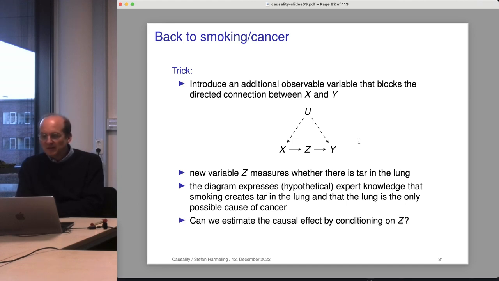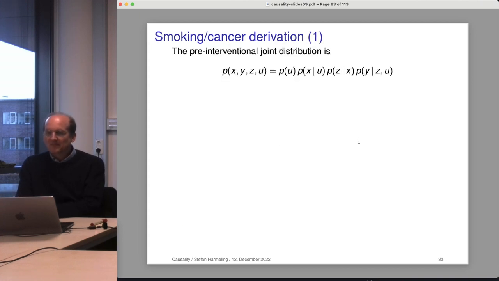So now, can we estimate the causal effect of smoking on cancer? And yes, we can, by conditioning now on the new variable Z in a clever way. And this is also some technical derivation with some tricks. So we go through it step by step, very slowly.